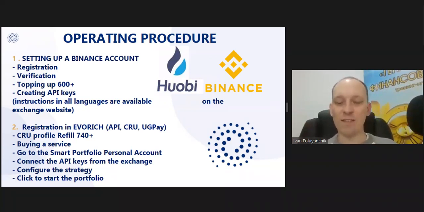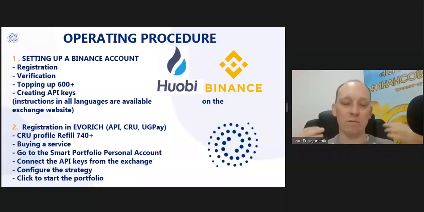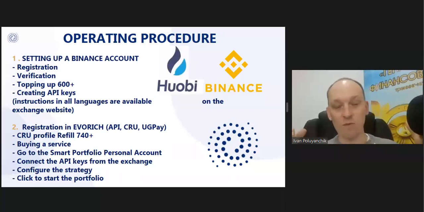Give me 7 in the chat if you understand that the deposit is kept in your exchange account and only you have access to this account. Then in the exchange, you create API keys that allow the service, the product, to manage the deposit in the exchange. And after that, you may register in our ecosystem.